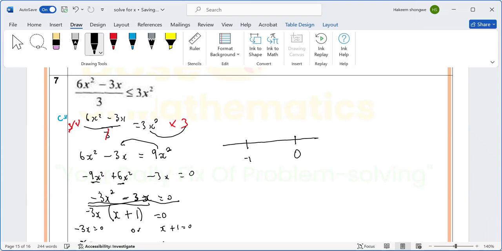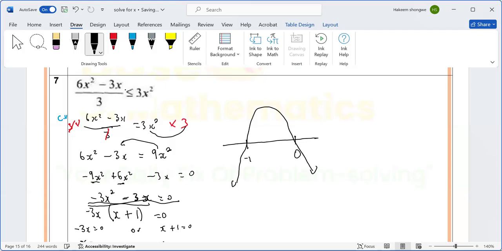So what do you say about this A? Is it positive or negative, this A? It's negative. So it means we are going to have something which is what? Which is sad. Okay, we have a sad face.